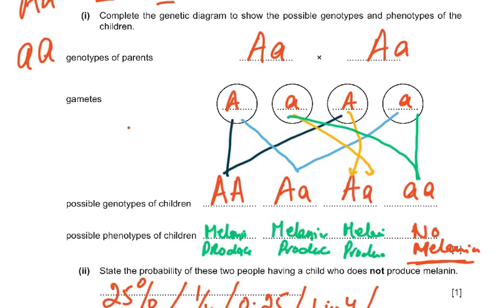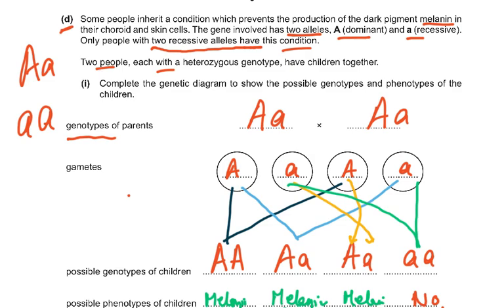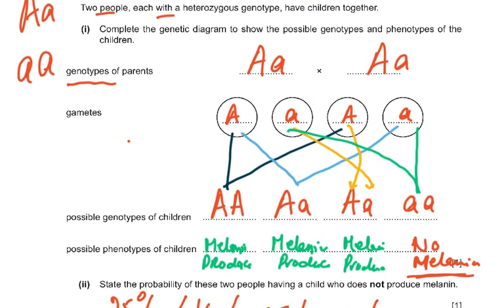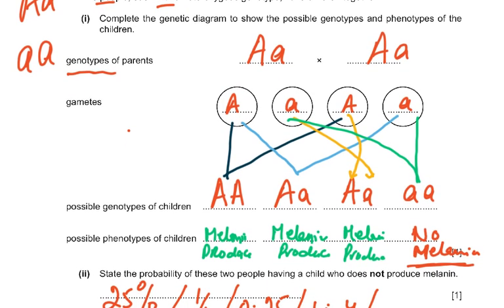Now you can see the answer was very simple. The genotype of the parent. Genotype is always the letters which we use, and because they have said in the question it is capital A, small a, you have to use these letters. You can't use something else of your own making. So capital A, small a, capital A, small a, this would be the parental genotype.